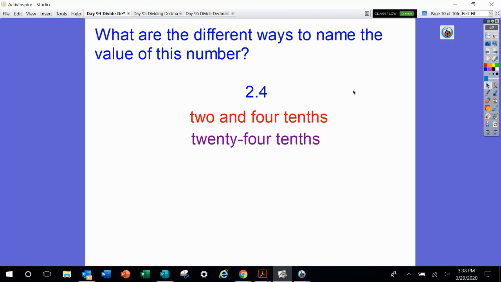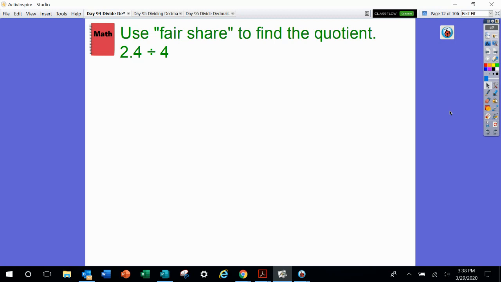We could say 24/10. If you're thinking of fractions, it would be an improper fraction. And then we have 240 hundredths. If I had a 0 here, it would be 240 hundredths. And we could go on and on by adding those zeros and creating new names for this number. Okay, using that information, we're going to use that to help us with this problem.